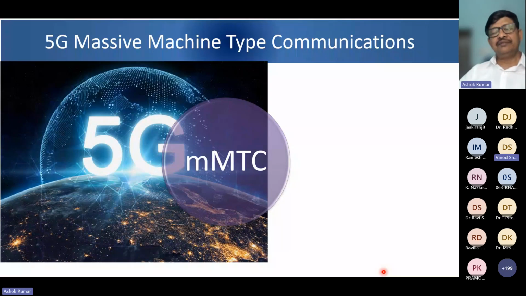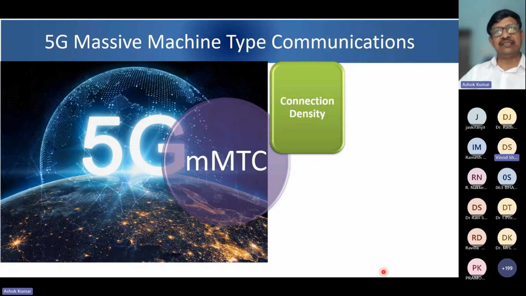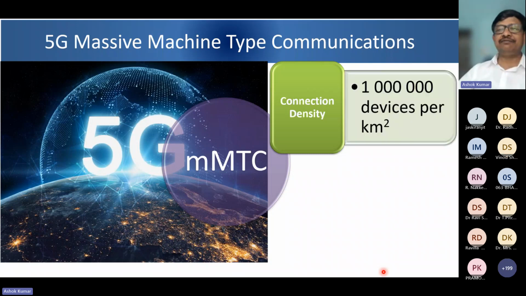So the first key performance requirement for 5G is connection density. Connection density is how many such sensors will be able to connect to the network within, say, 1 square kilometer. For 5G, it is defined as 10 lakh, that is 1 million devices per square kilometer. That means going forward, every object, every machine, everything will get connected to 5G. So that should be supported.